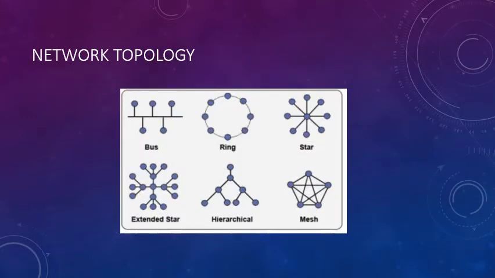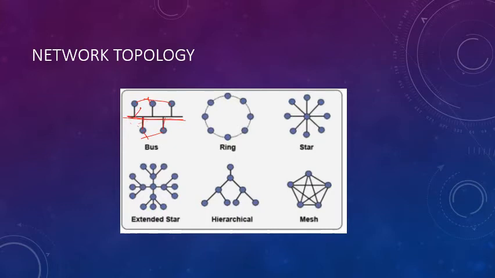See here some figures of the network topology. This one is bus. So these are the cables and these are what? Nodes or the computer system. This type of topology is known as what? Bus topology. Common path and all the nodes are connected with that path.